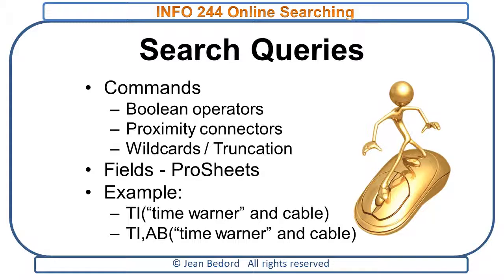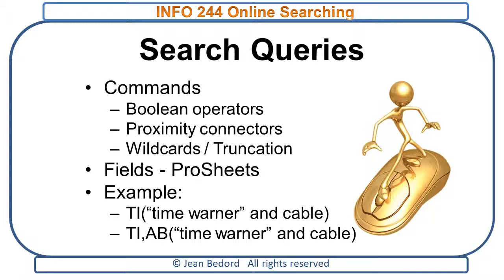You learned about Boolean operators, proximity connectors, and truncation in the previous unit. The next step is determining which field you want to search. The default is to search all fields, but power searchers improve their results by limiting searches to fields. Every ProQuest Dialog database has a corresponding ProSheet, which details the fields available in that database. By the way, all search engines have fields, but there's usually little documentation for the searcher.